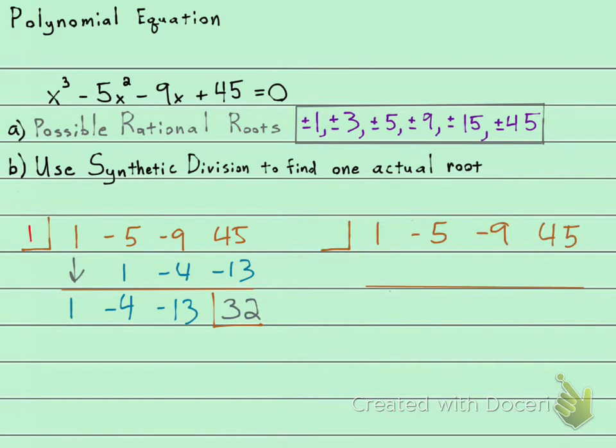And now I'm going to try synthetic division again with -1. So drop down the first number, multiply, add, multiply, add, multiply, and once again, -1 is not going to be a 0. We end up getting 48. Okay, so we'll keep going.